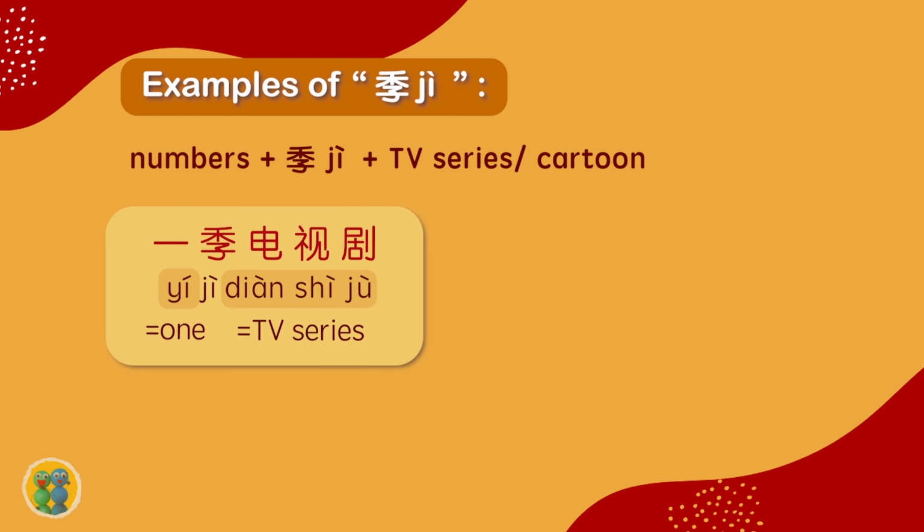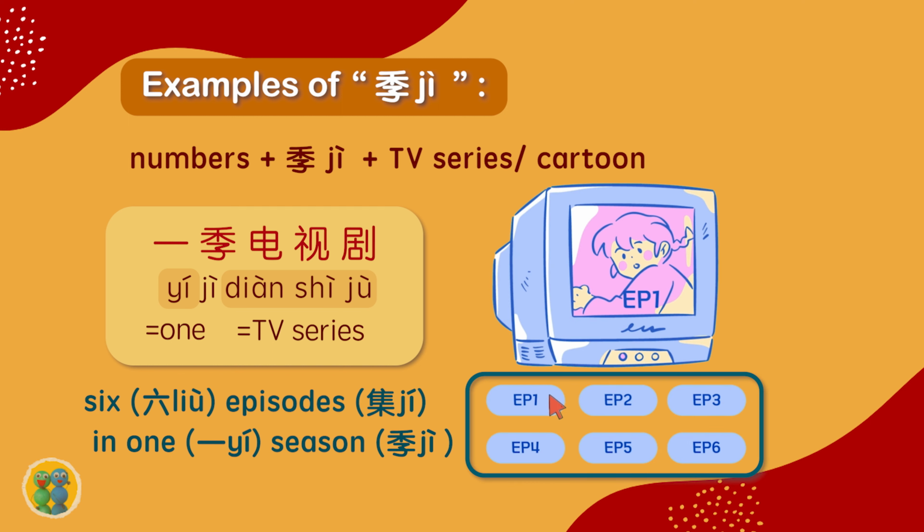Example: 一季电视剧. 一 means one. 电视剧 means TV series.